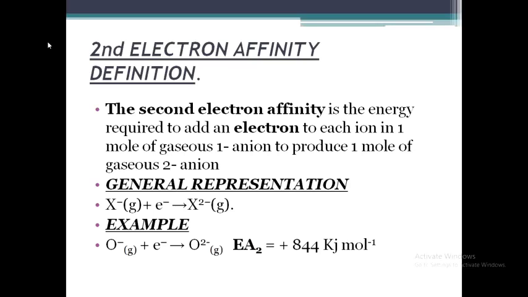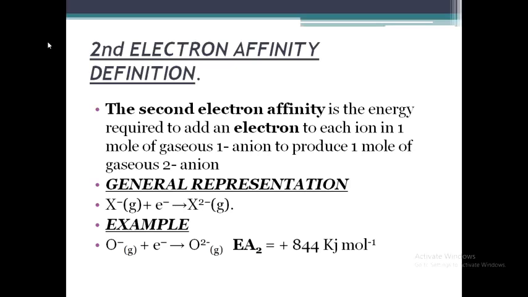The example of second electron affinity is given at the bottom of the slide. Here, an oxide negative ion is added with an electron to form an oxide 2 negative ion in gaseous state. The second electron affinity is represented here as Ea2 for this reaction, and its amount is positive 844 kilojoule per mole.